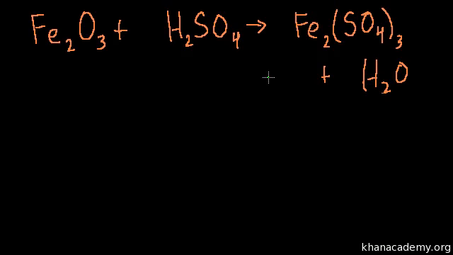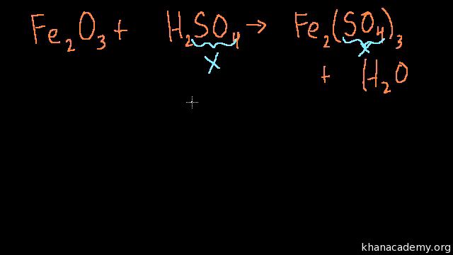So this one looks all hairy. I have iron oxide plus sulfuric acid yields all this hairy stuff. But the key here is to realize that this sulfate group stays together. You have this SO4 there, and you have this SO4 there. So to simplify things for our head, you can treat that like an atom. So let's make a substitution. We'll substitute that for X.